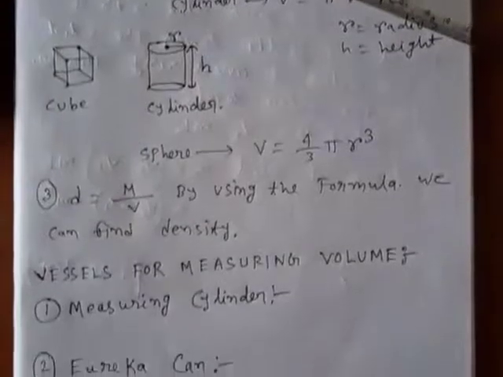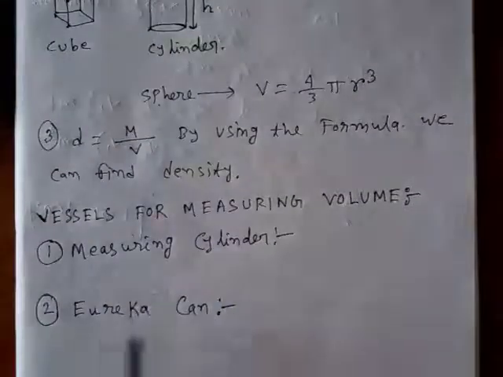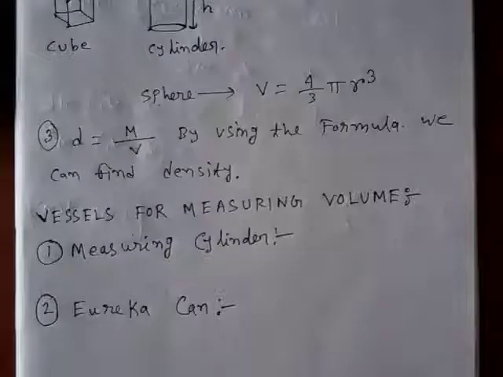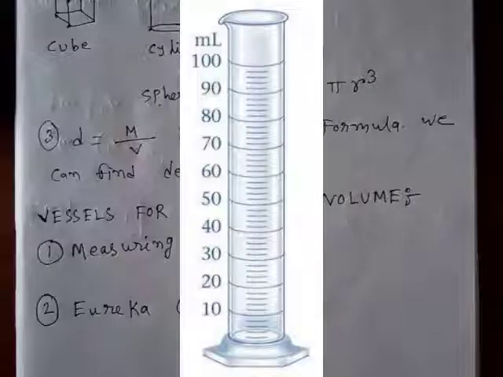Those types of measuring devices are measuring cylinders and Eureka can. Basically those devices are used to measure the volume of liquid, but by an indirect method we can calculate the volume of an irregular solid by using those devices. Okay, now first let us discuss what a measuring cylinder is.